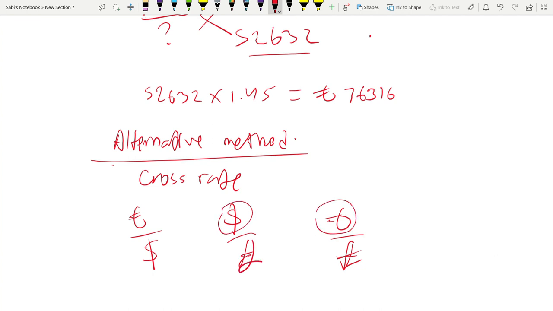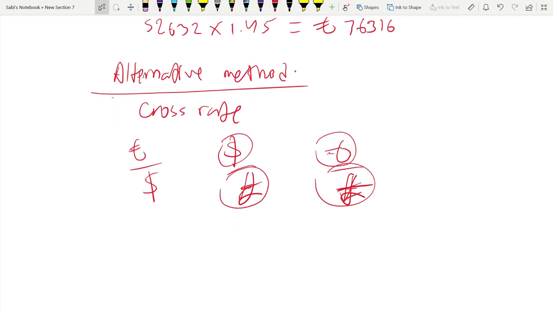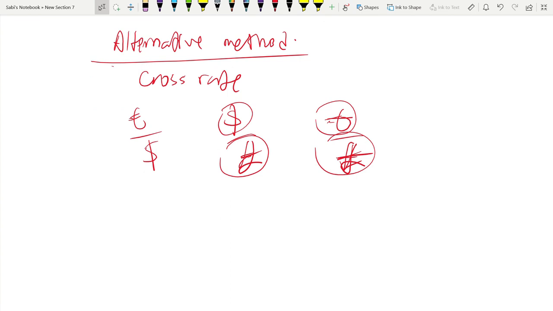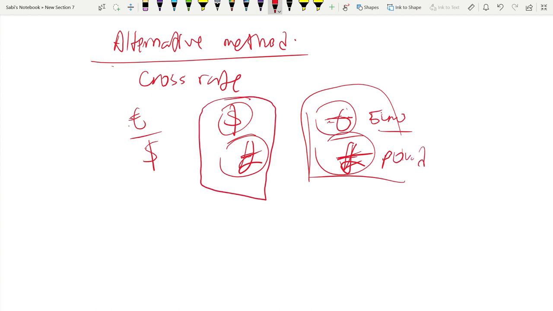So isn't there any way that you eliminate the pounds? Eliminate the pounds and just get the dollar and euro. But your euro should be on the top. Remember, euro should be on the top. It's euro divided by dollar. So when euro is on the top, keep this as it is, because this has euro on the top and pounds. Do something with this. What do you do? You can divide it.